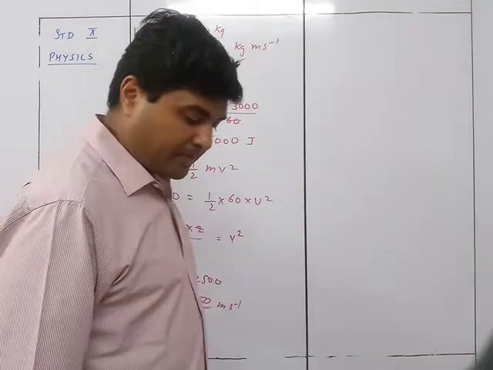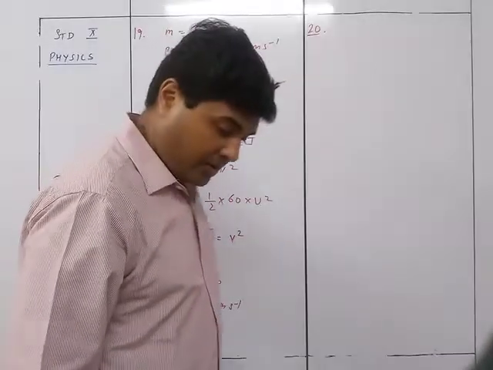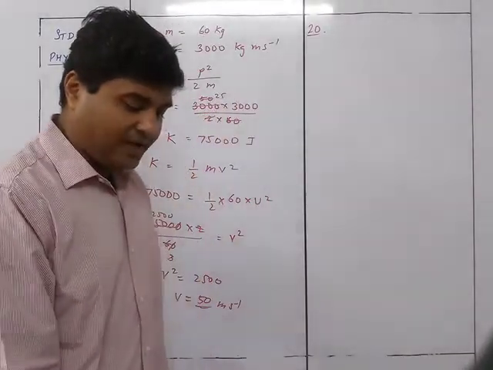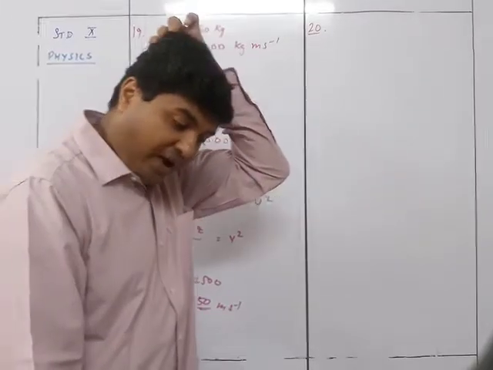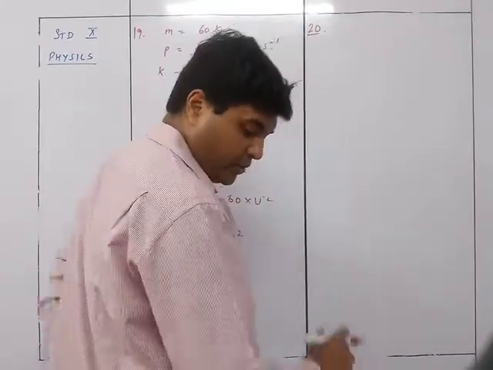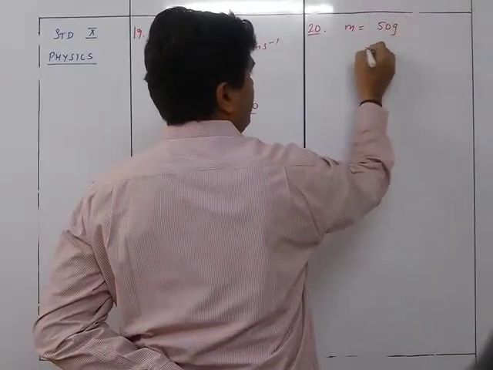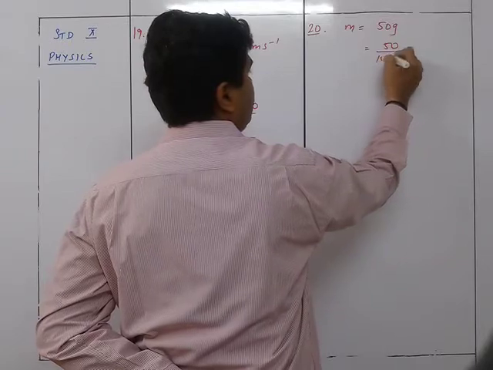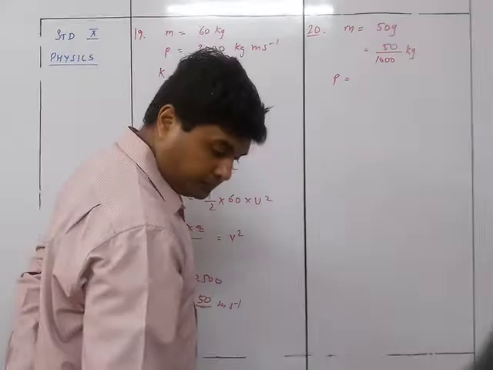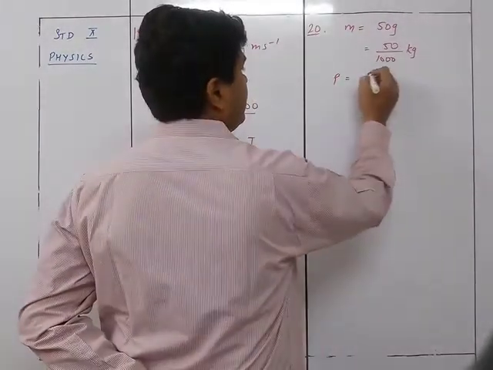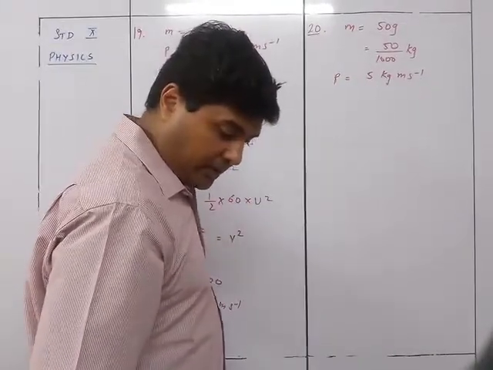We now move on to sum number 20. How much work is needed to be done on a ball of mass 50 grams to give it a momentum of 5 kg meter per second? So we have got over here the mass is equals to 50 grams. So I know that it will be 50 upon 1000 kg. They are given that momentum P is equals to 5 kg meter per second.